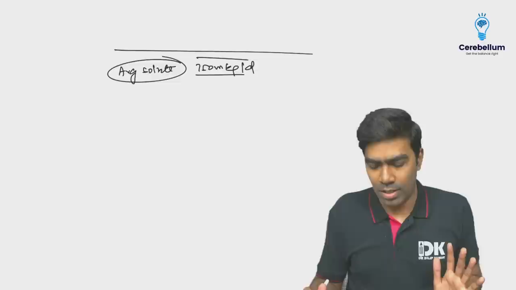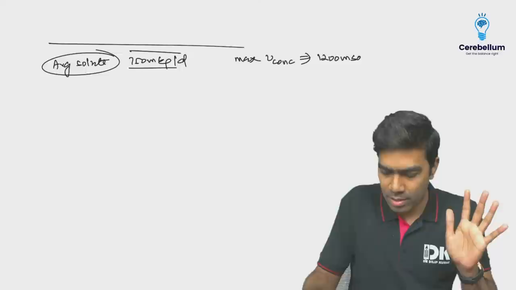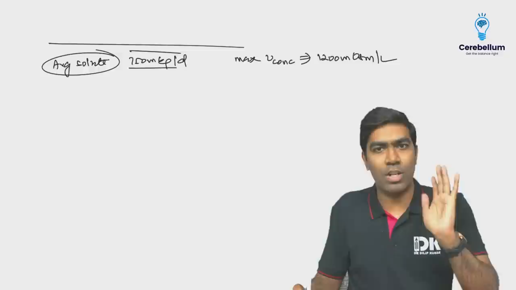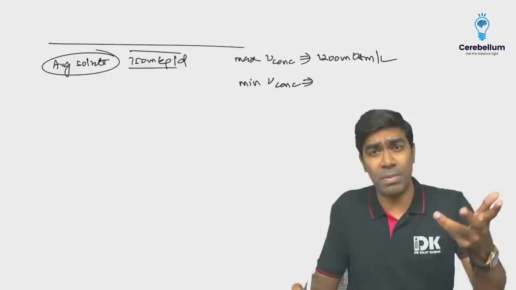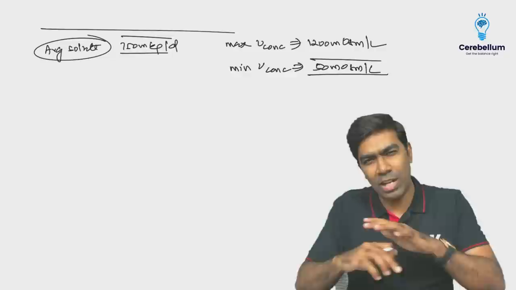And what is the maximum urinary concentration? Maximum urinary concentration that you can reach in the kidneys, maximum urine osmolality, is 1200 milliosmoles per liter. This is the maximum urinary concentration that you can reach. Similarly, there is something called minimum urinary concentration that you can reach. This is the least minimum. Below that, you cannot go. Just as you cannot go beyond 1200, likewise you cannot come below this value. What is that? That is 50 milliosmoles per liter. So this is the minimum urinary concentration. Beyond that, you cannot dilute the urine.